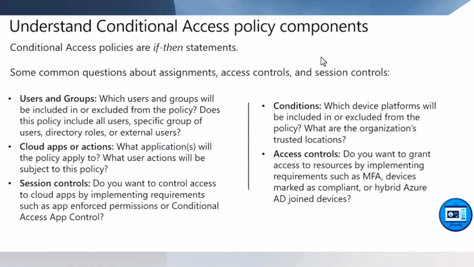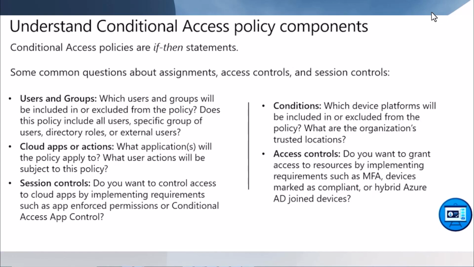Moving on to the next slide. So these are the components for the conditional access policy. I'll quickly explain. Users and groups: which users and groups will be included or excluded from the policy? Does this policy include all users or a specific group of users, directory roles or external users? A conditional access policy is conditionally giving access, right? So basically we can say I can only allow WVD for these specific users or these groups. We can create an Active Directory group and say in the conditional access policy only these are allowed.